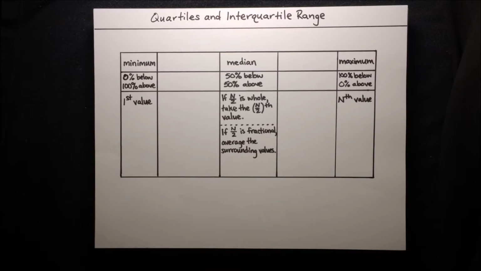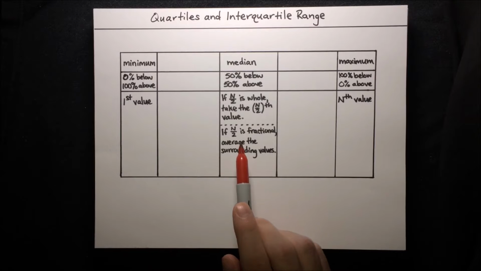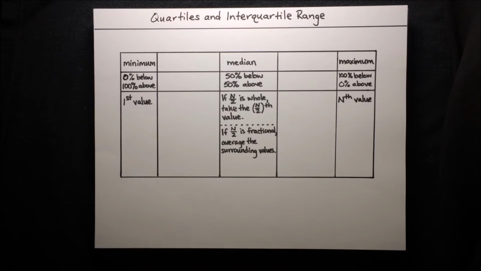The median of the dataset is the value such that 50% of the remaining values are below this value and the other 50% of remaining values are above this value. And for a dataset sorted from least to greatest consisting of n values, this is how we compute the median. If n over 2 is whole, then we just take the n over 2th value, whereas if n over 2 is fractional, then we average the surrounding values.